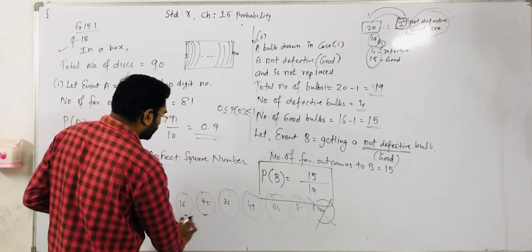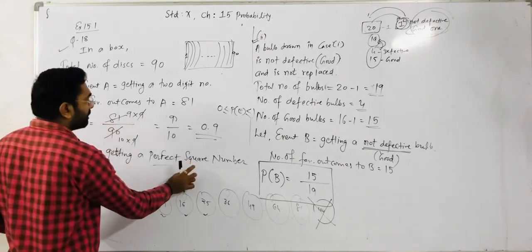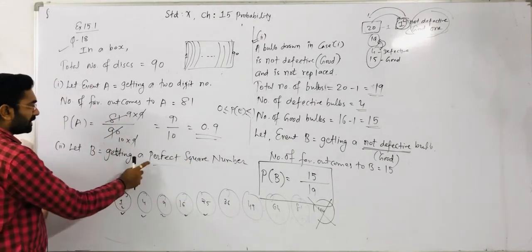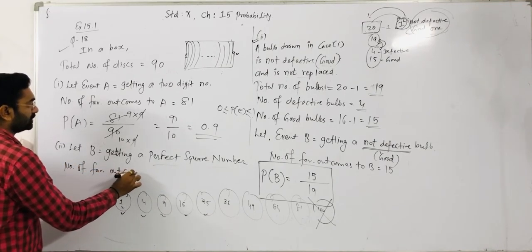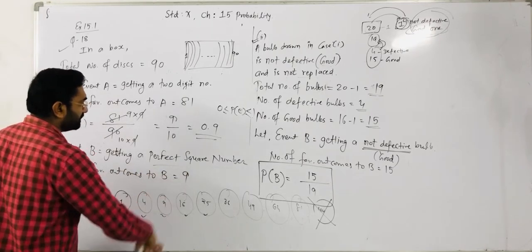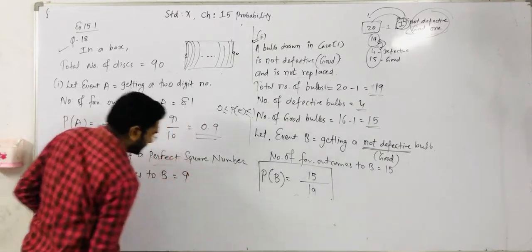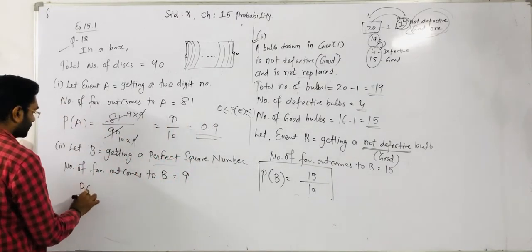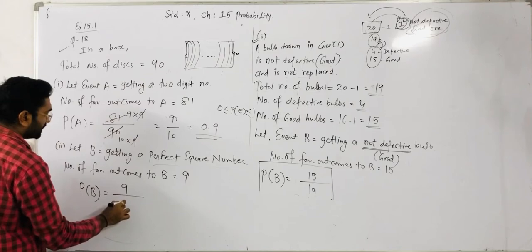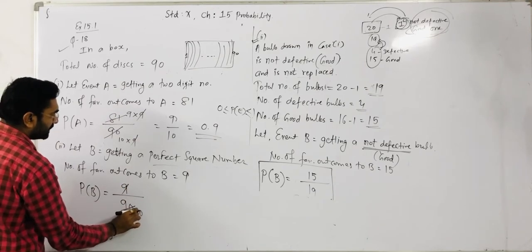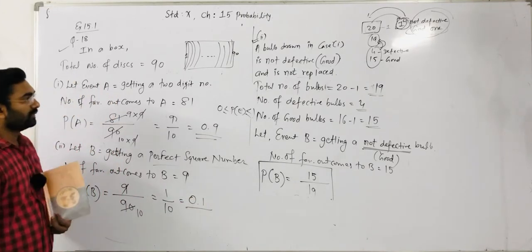So 1, 2, 3, 4, 5, 6, 7, 8 and 9. So there are 9 numbers that we can say are perfect squares. Right? So the favorable outcomes to event B: how many do we get? We get 9. So the probability of getting a perfect square number is favorable outcomes 9 and total number of outcomes 90. So 9 tens are 90, so we get 1 by 10. You can also write in decimal form as 0.1.